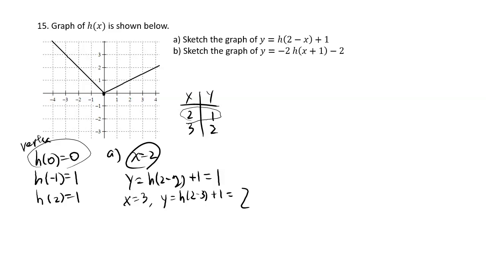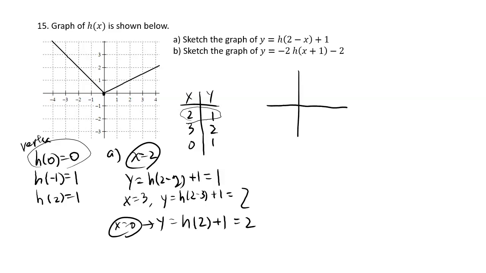And then I need h of 2, that's when x is 0, right? If you plug in 0, x equal to 0 gives you y equal to h of 2 plus 1. h of 2 is 1. 1 plus 1 is again 2. So when x is 0, y is 2. Okay, if you have this, then here's what you can do. You can plot those points. Here's 2, comma 1. And then 3, comma 2. Here. And then 0, comma 2. Sorry, 0, comma 2, just like that.